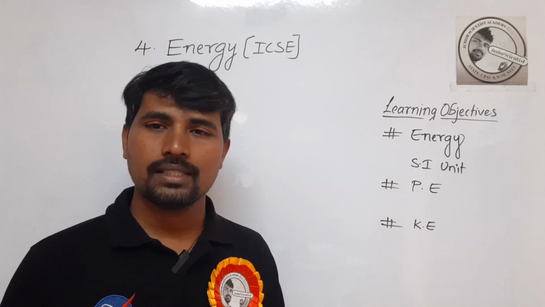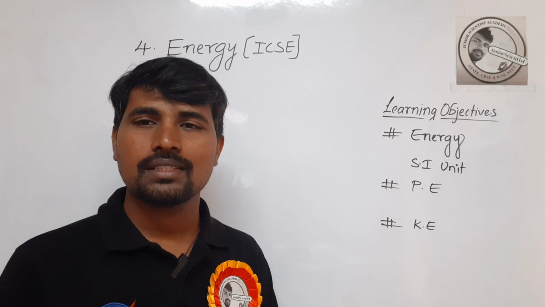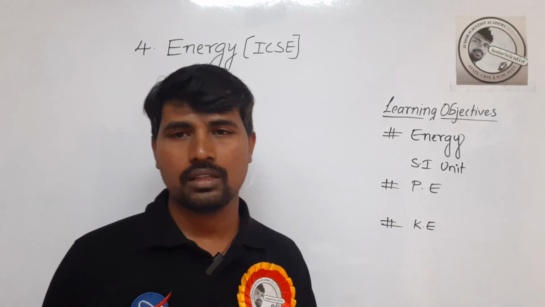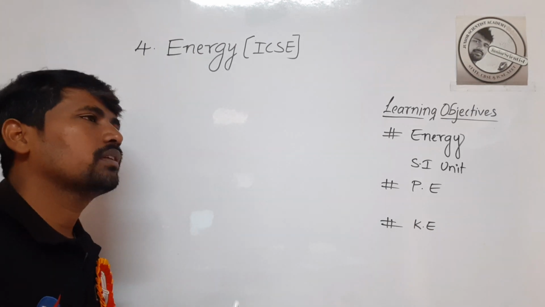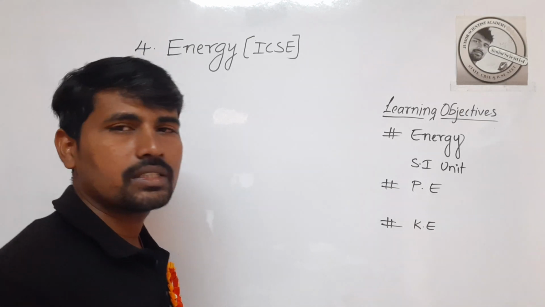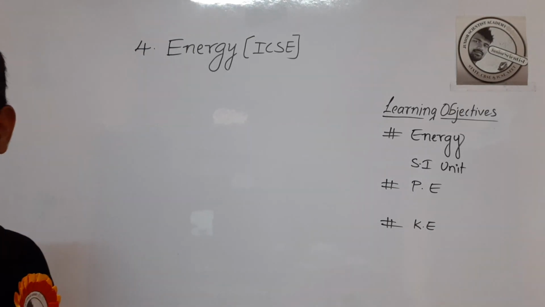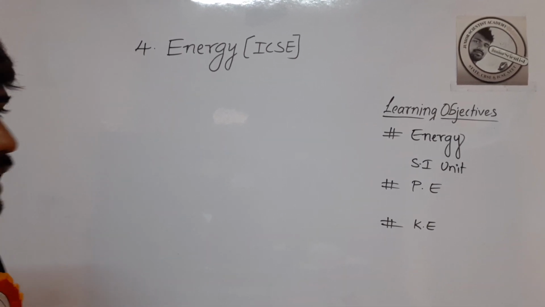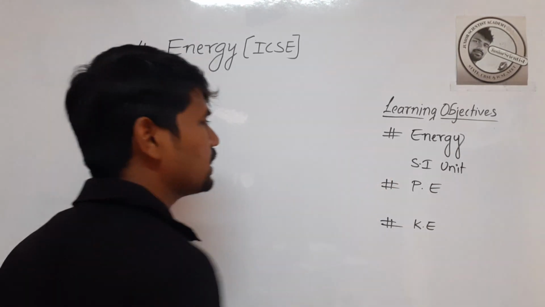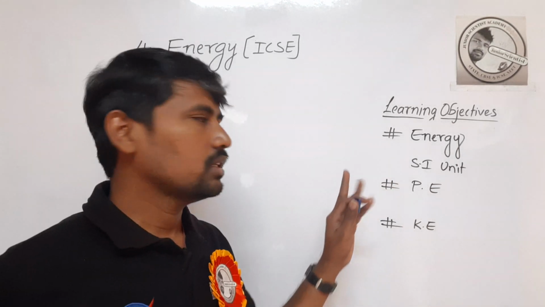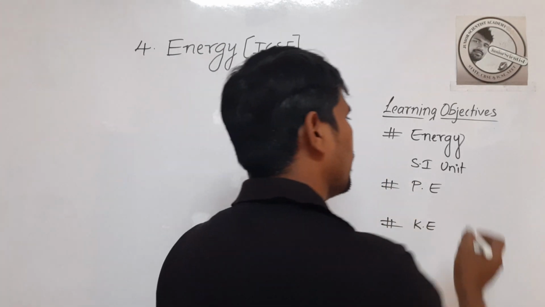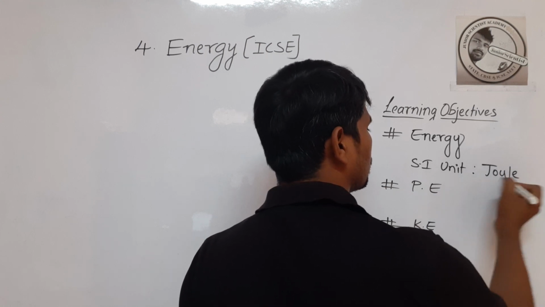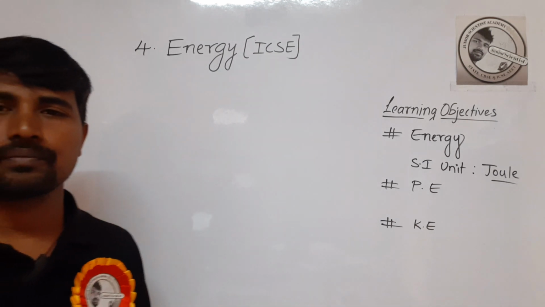Examples, here a bike is there. Without energy, it doesn't move from one place to another place. Bike, any vehicle you can take. In our daily life, we are filling the fuel, that is chemical energy we are using to do work, to displace from one point to another point. Next, the SI unit of energy is the same as the SI unit of work. SI unit of energy is also joule. Joule we can denote as capital J.